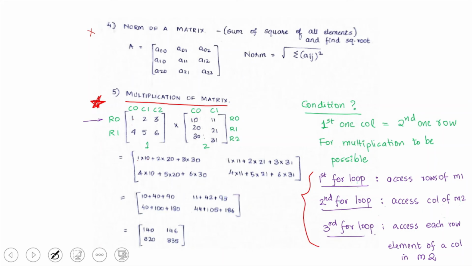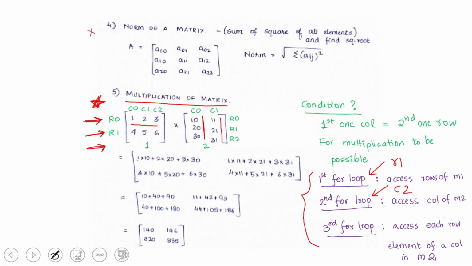So let's see what is the purpose of each for loop. First for loop is used for accessing every row of the matrix 1. Since matrix multiplication is performed like the row of first matrix is multiplied with the column of the second matrix. So in order to access each row, we will require a for loop. So the limit of the first for loop would be the number of rows in matrix 1. So it would be R1. Next, since we have to access the columns of matrix 2, the second for loop will have the limit C2.